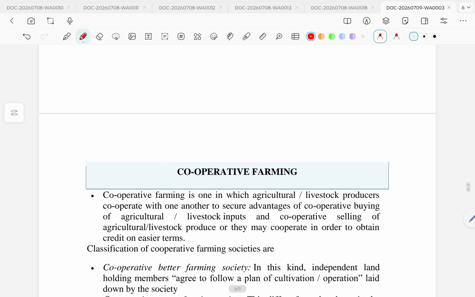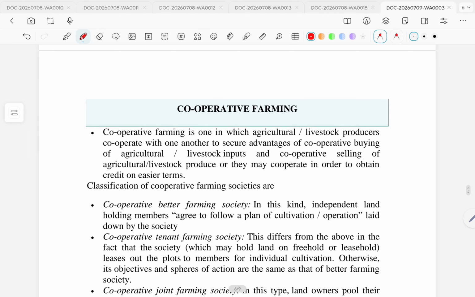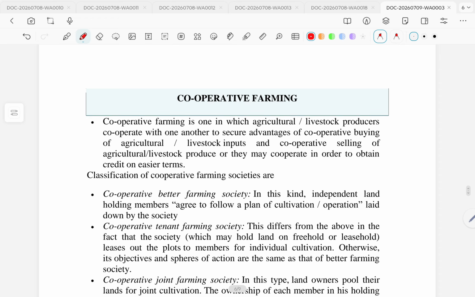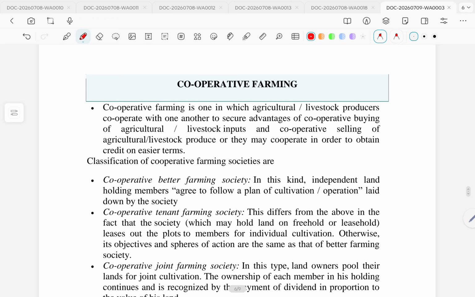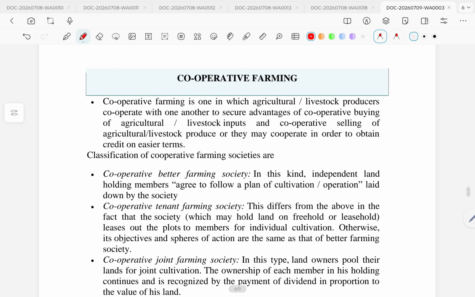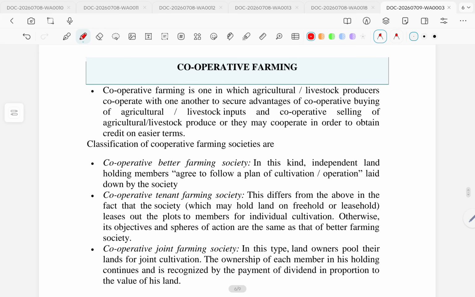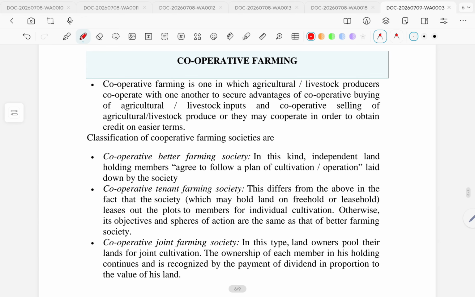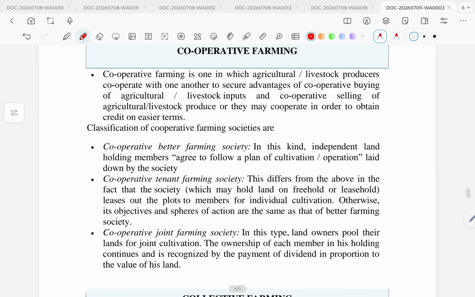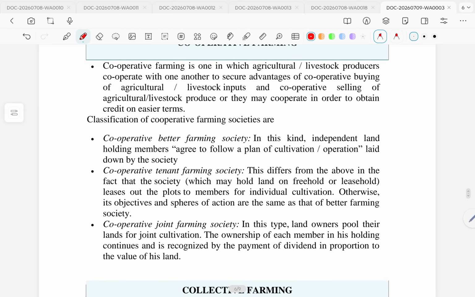Cooperative farming. Cooperative farming is one in which agriculture or livestock producers cooperate with one another to secure advantages of cooperative buying of agriculture or livestock inputs and cooperative selling of agriculture or livestock produce, or they may cooperate in order to obtain credit on easier terms.